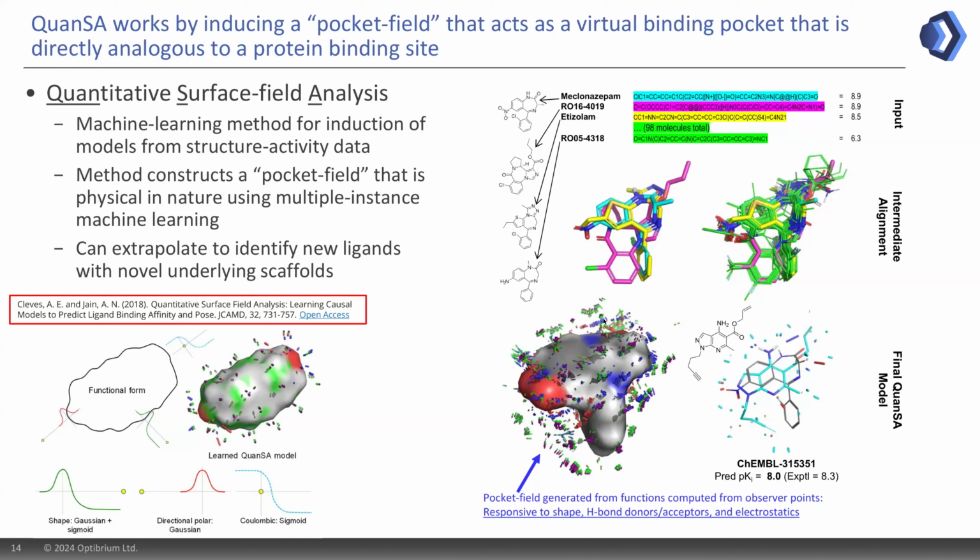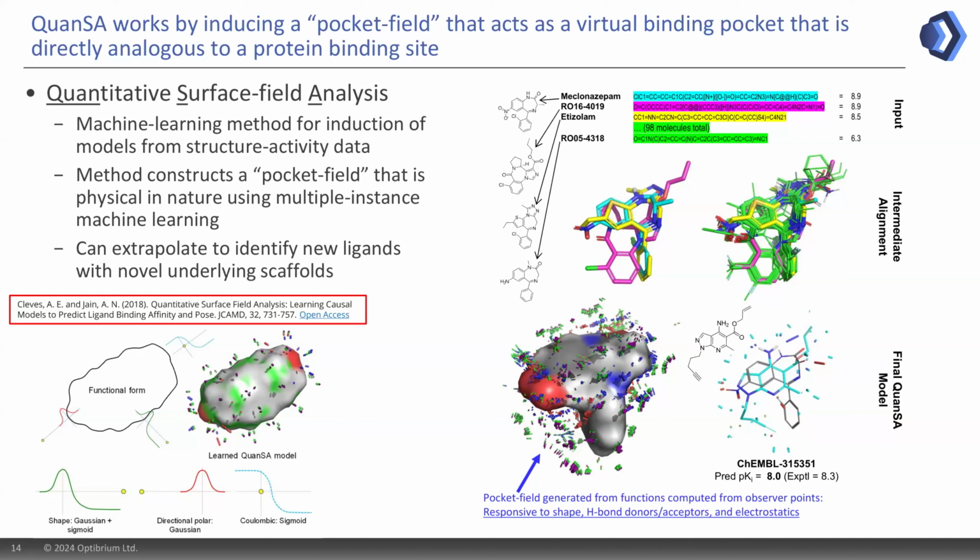The pocket field is generated from observer points, from response functions that are responsive to molecular shape. And you can see the functions depicted over here: hydrogen bond donors and acceptors, both direction and arrangement, and electrostatics through a Coulombic field.